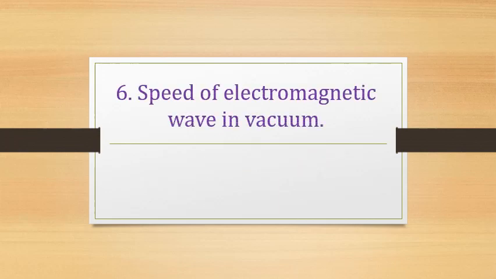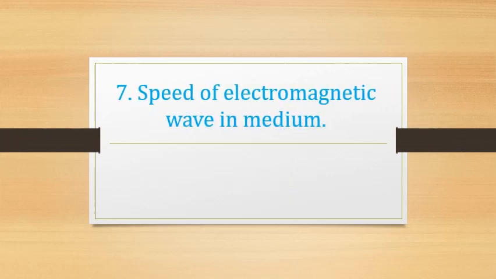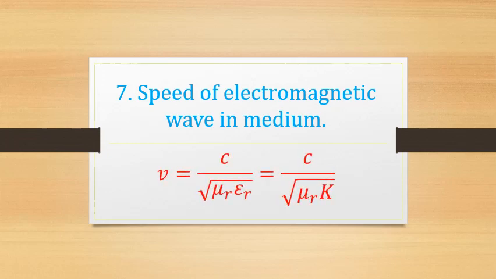Sixth one, speed of electromagnetic wave in vacuum. Speed of electromagnetic wave in vacuum is given as c equals 1 over under root mu naught epsilon naught. Seventh one, speed of electromagnetic wave in a medium is given as v equals c over under root mu r epsilon r, or that is equal to c over under root mu r k.